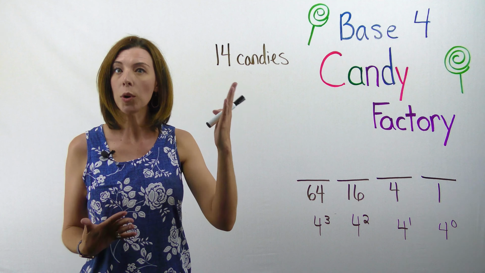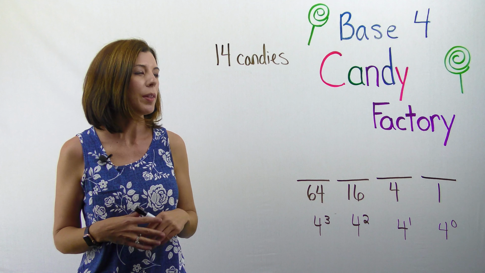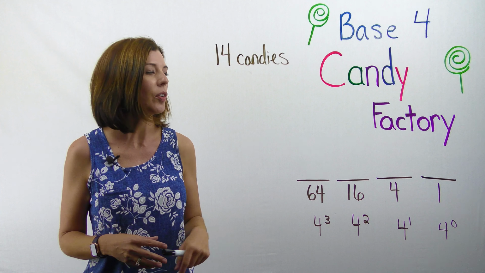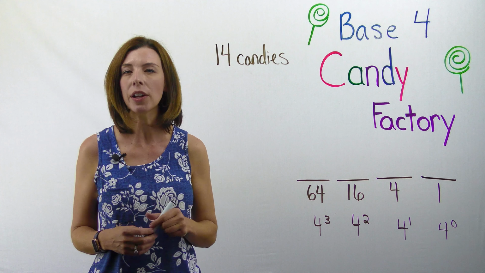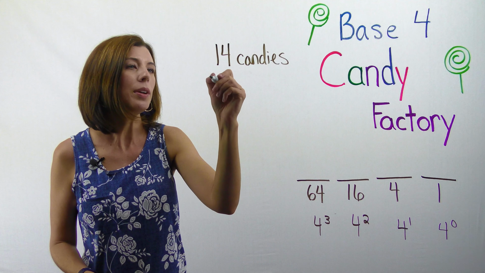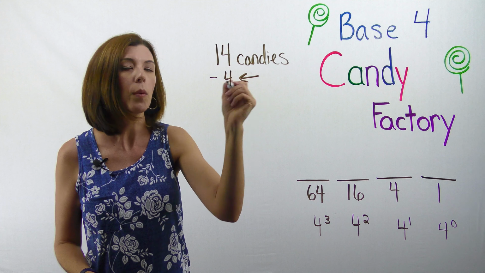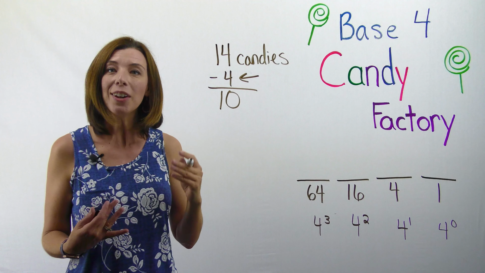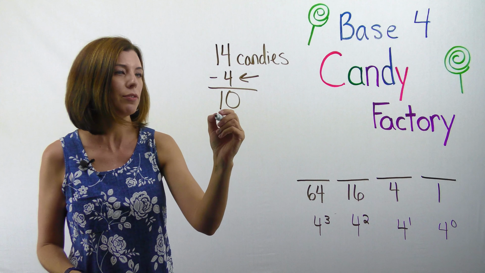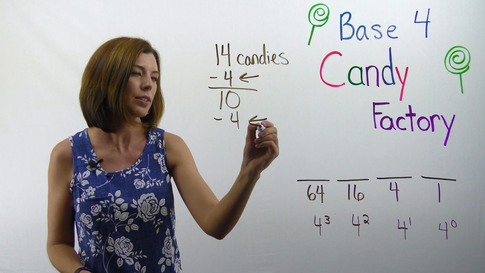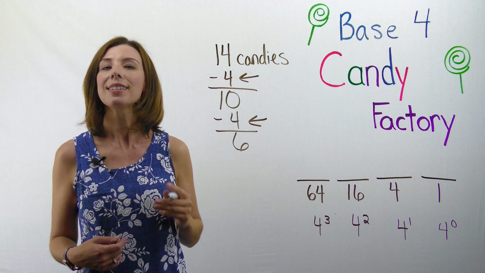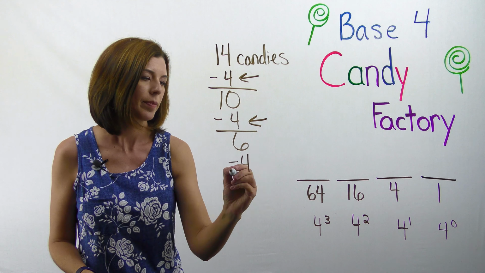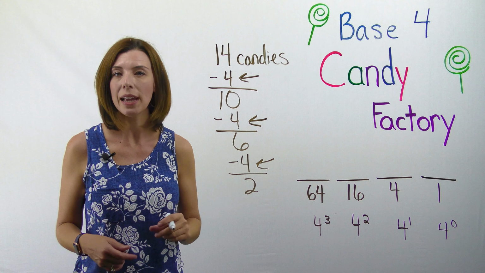So I have 14 candies. That's my order, right? I'm thinking about what box I can fill. I see that I can for sure fill a box of 4. So I'm going to fill up that box. Here's my one box of 4. And now I have 10 candies left. I know that I can fill up another box of 4, so I'm going to subtract out another box of 4. And now I have 6 candies left. I can fill up one more box of 4. And now I have 2 candies left.